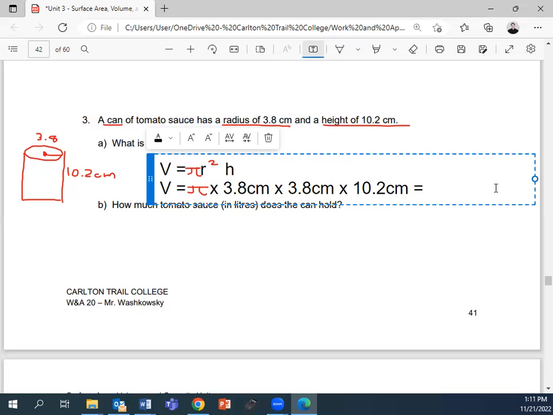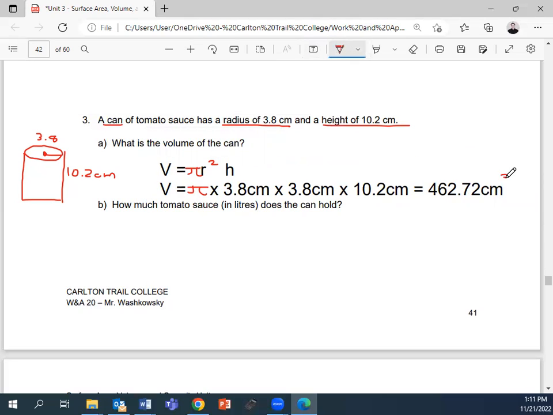I multiply all this lovely stuff together. 462.72, I'm just going to put 72 centimeters. I don't care about all those decimal points. We don't need all those decimal points. But now, boom, that's it. That's my volume. So that's how much space it can actually fit in there. So it's 9 meters.